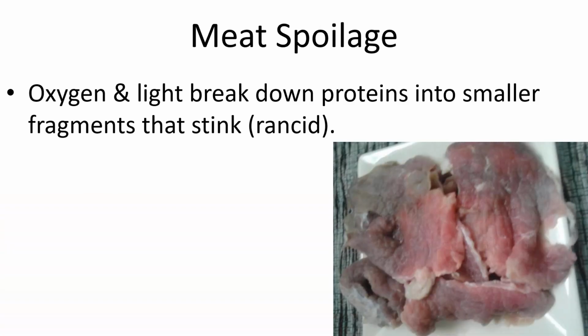Let's transition from discussing eggs to discussing meat. If we leave meat out at room temperature, it will fairly quickly become rotten. At a chemical level, both oxygen and light cause a process called oxidative rancidation. This process causes the proteins to be broken down into smaller molecules.